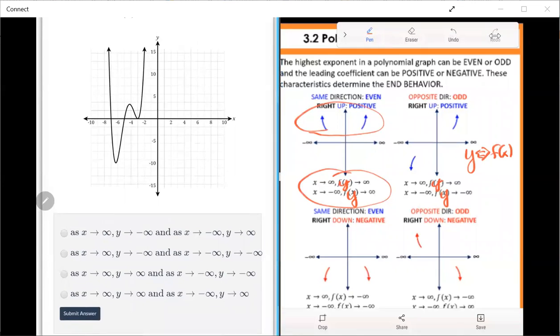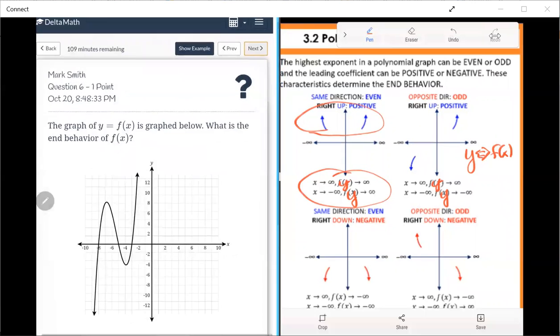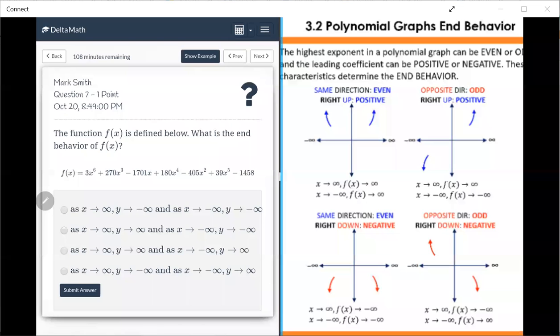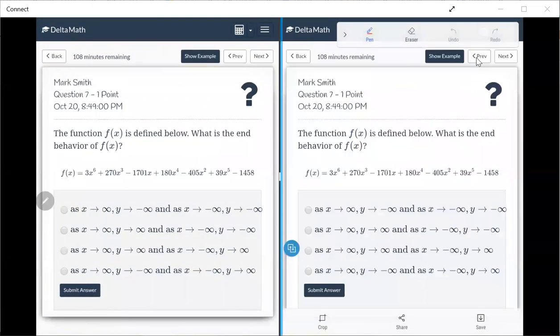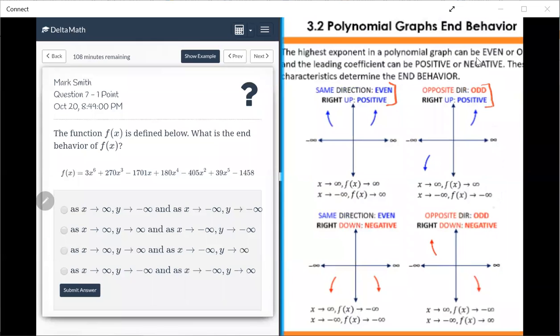So that's this graph, and then this graph. So we look at the endpoints and match them up to the graph, and then match up our answer. Our next problems are also about end behavior, but you have to figure it out from an equation. Notice that our chart over here also has words on it: odd, even, odd positive, odd negative, and even negative.